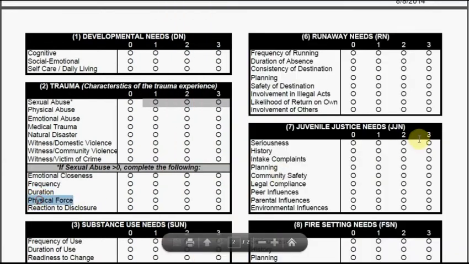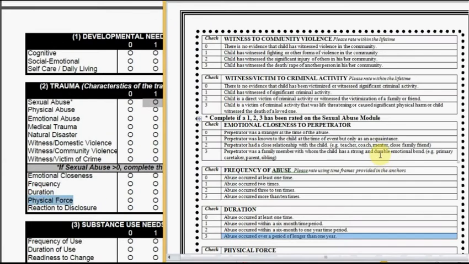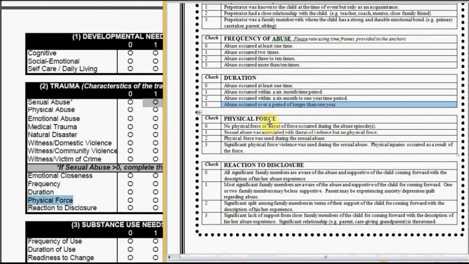Next one is physical force. And 0, no physical force or threat of force during the abuse episode. 1, sexual abuse was associated with threat of force, but no physical force, so there was threat. In 2, there was physical force used during the sexual abuse, and in 3, there was significant force or violence during the abuse, and there were physical injuries as a result of the force.